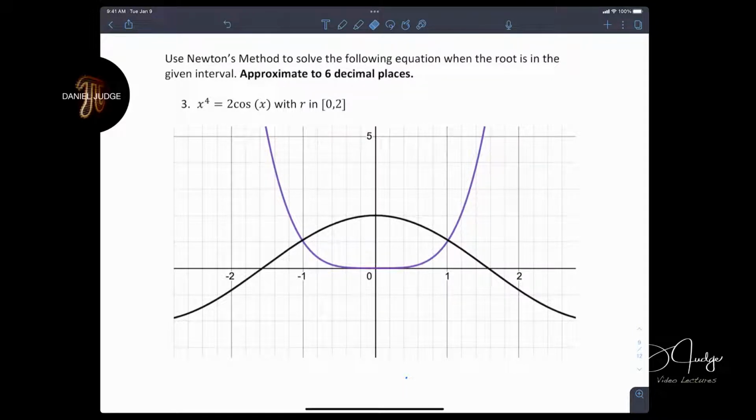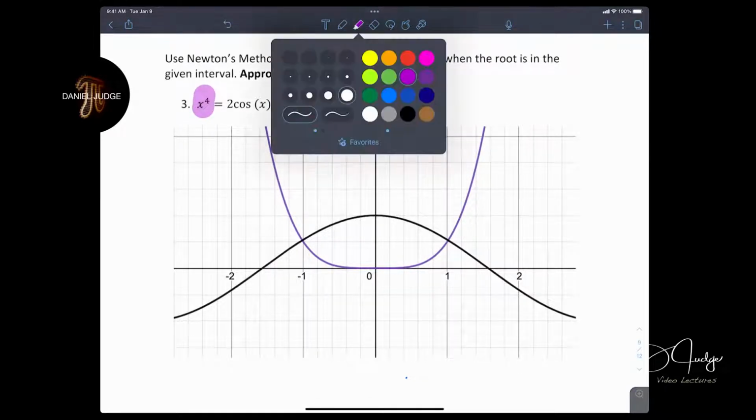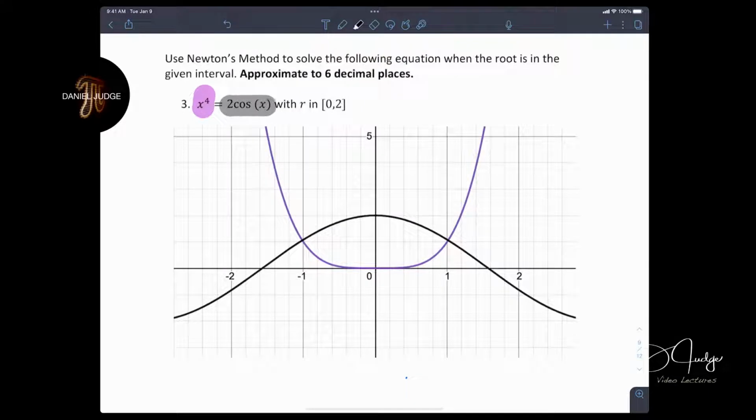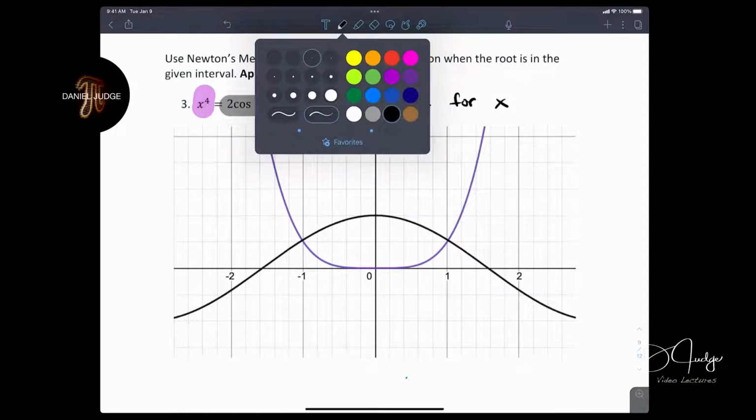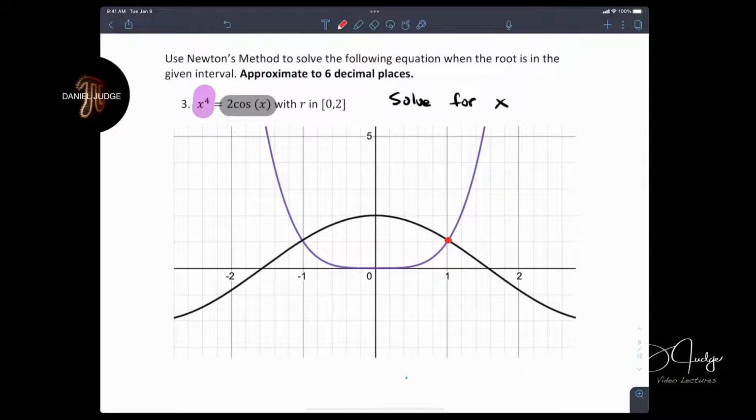Now, what I want to remark here is you have two curves, the curve in purple set equal to that curve in black. Typically, the instructions for you would be to solve for x. And what that would do for you really is you are finding two points of intersection, because this is the location where they share the same x and y coordinate values.